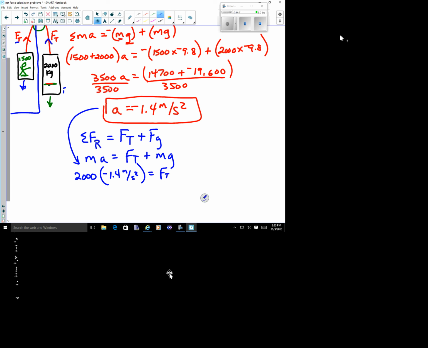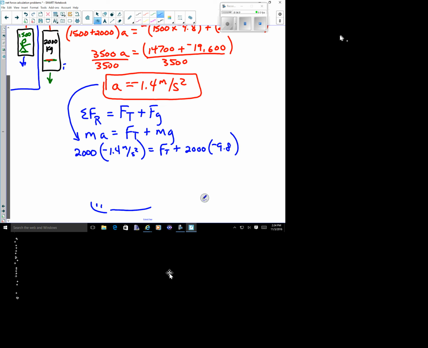The force of tension is what I'm looking for. I'm going to add to that the mass, once again, of 2,000. Gravity is negative 9.8. And so let's go ahead and fill in all the numbers now. 2,000 times a negative 1.4, and you subtract 2,000 times negative 9.8. That ends up giving you a force of tension of 16,800 newtons. Now, if you notice, those two answers are exactly the same as we got when we did that great big long problem. So I like this way way easier.